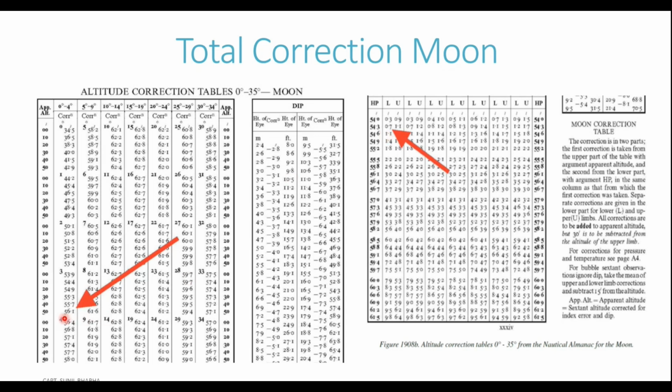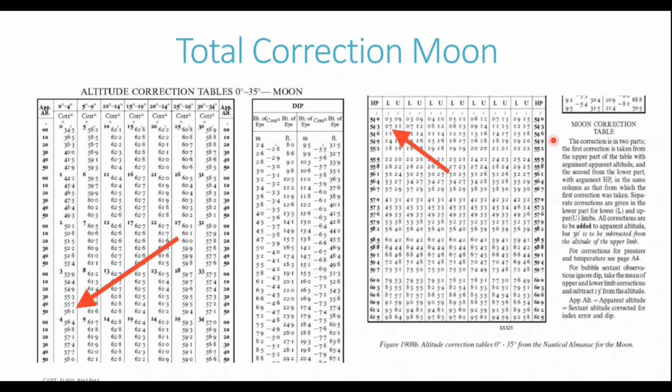So to summarize, you get the main correction from the top part of the table. You get the HP correction from the bottom part of the table. Both these corrections are positive. If it is a lower limb observation, apply these two corrections and you will obtain the true altitude. If it is an upper limb observation, after applying these two corrections, you have to subtract 30 minutes, which can be considered as an upper limb correction, to obtain the true altitude of the body.